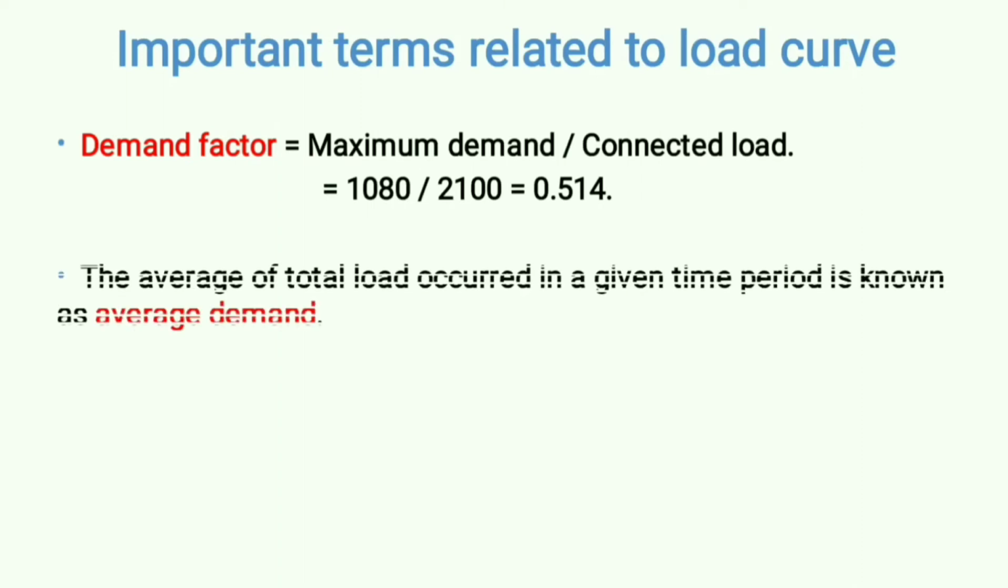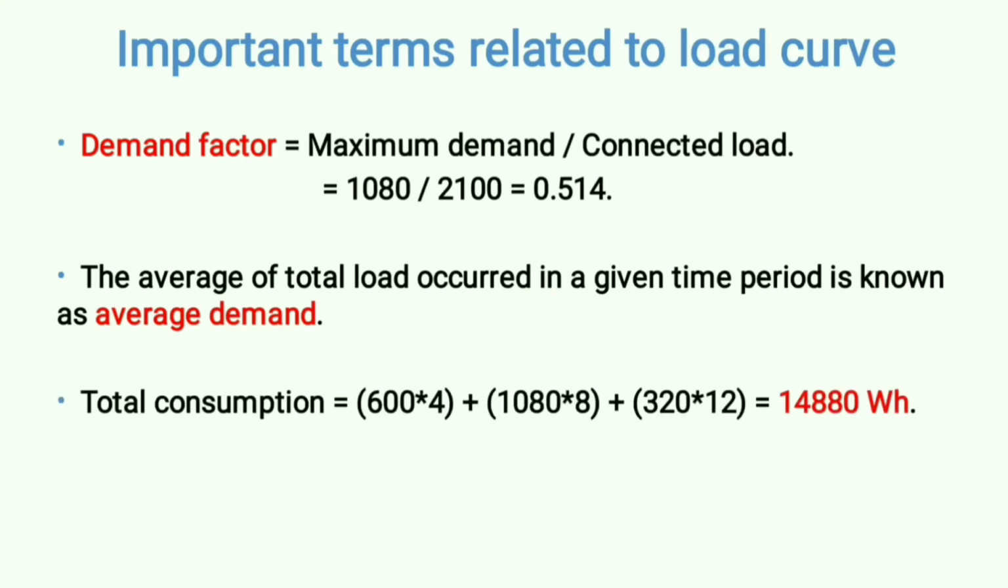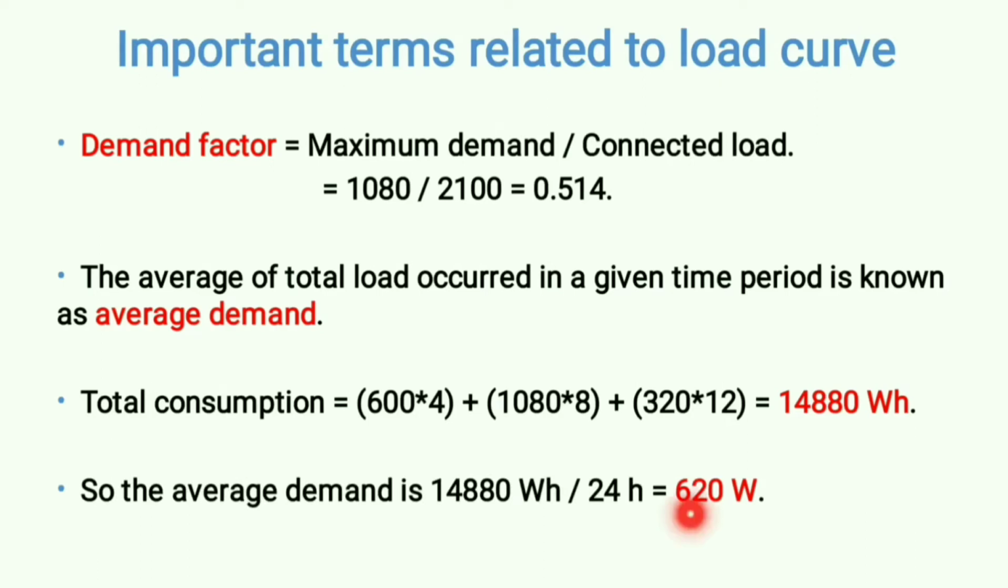Next we'll understand what is average demand. It is nothing but the average of the total load occurred in a given time period. For example, if I again refer to the previous example, I am assuming that 600 watt is consumed for 4 hours, 1080 watt is consumed for 8 hours, and 320 watt is consumed for 12 hours. So the total consumption will be 14,880 watt hour. So you will get 620 watts. It will be your average demand. I think it is clear to you.